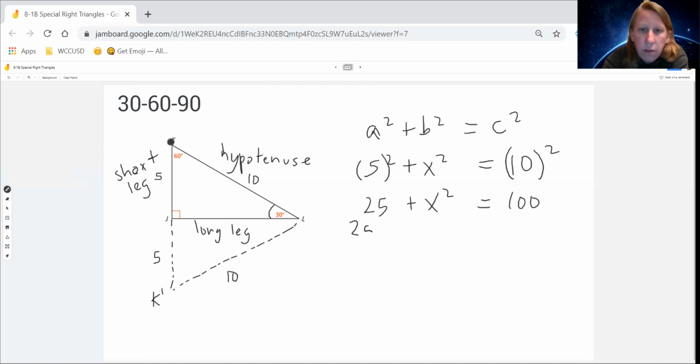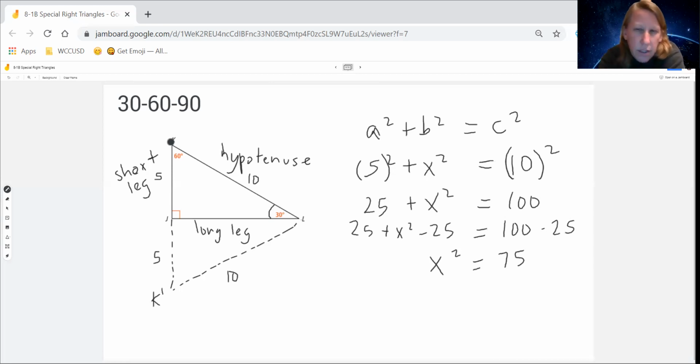Take off 25 on both sides. It's going to be 75. So x squared equals 75. 75 is also 25 times 3. I'm going to do it this way. 75 is the same as 25 times 3, right? Look why I'm doing that.